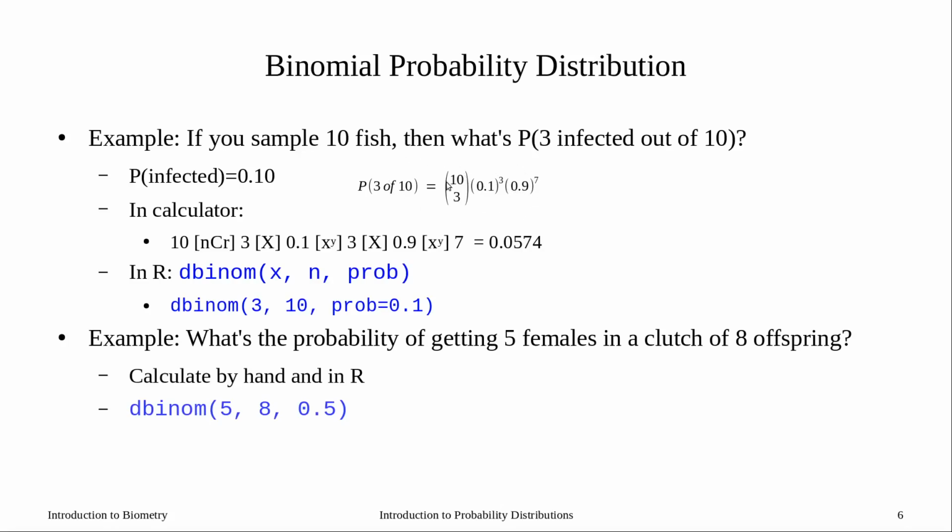In the calculator, we can just do everything using multiplication. On my calculator, I would use 10 nCr 3 times 0.1 x raised to the y 3 times 0.9 x raised to the y 7 and hit the equal sign, and I get 0.0574. Confirm that you can get this number.